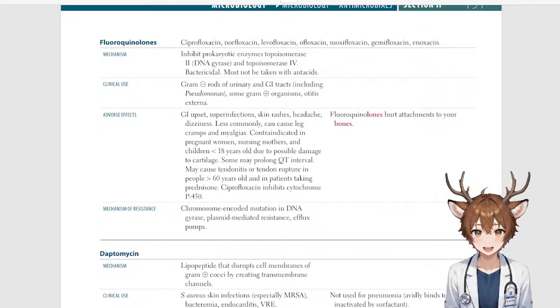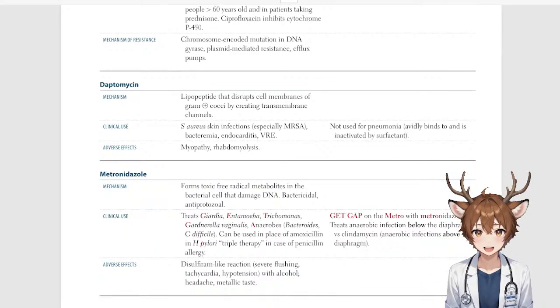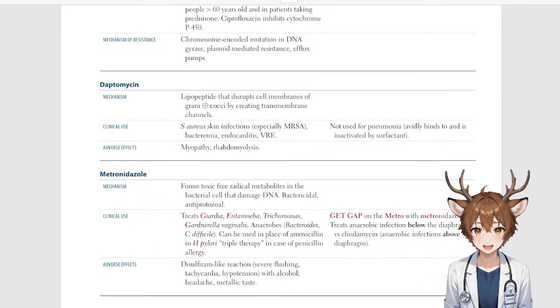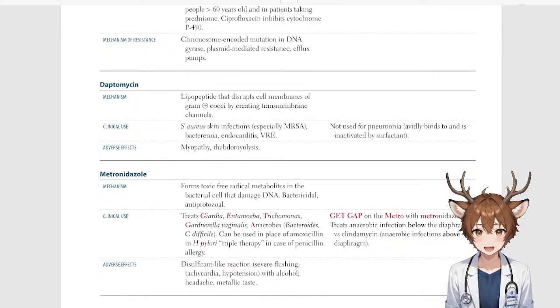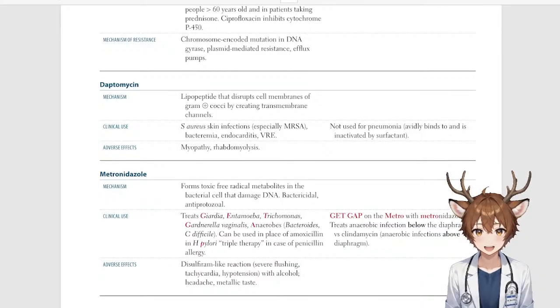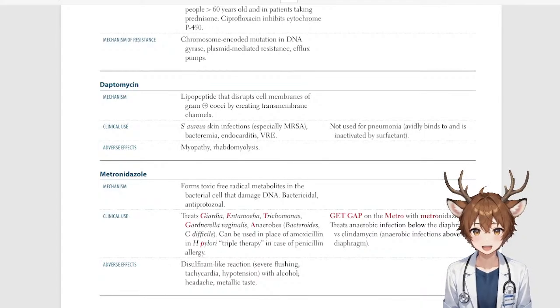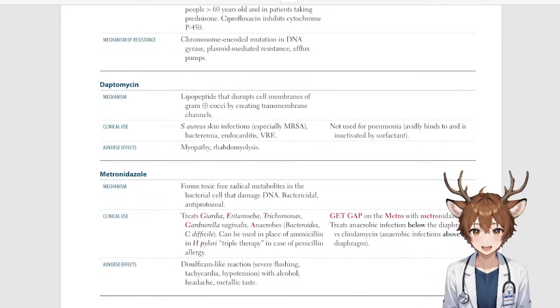Okay. What about daptomycin? Let's talk about daptomycin. Mechanism: a lipopeptide that disrupts the cell membranes of gram-positive cocci by creating a transmembrane channel. The clinical use: Staph aureus skin infections, especially MRSA, bacteremia, infective endocarditis, and VRE, which again is vancomycin-resistant enterococcus. Not used for pneumonia, as it avidly binds to and is inactivated by surfactant.